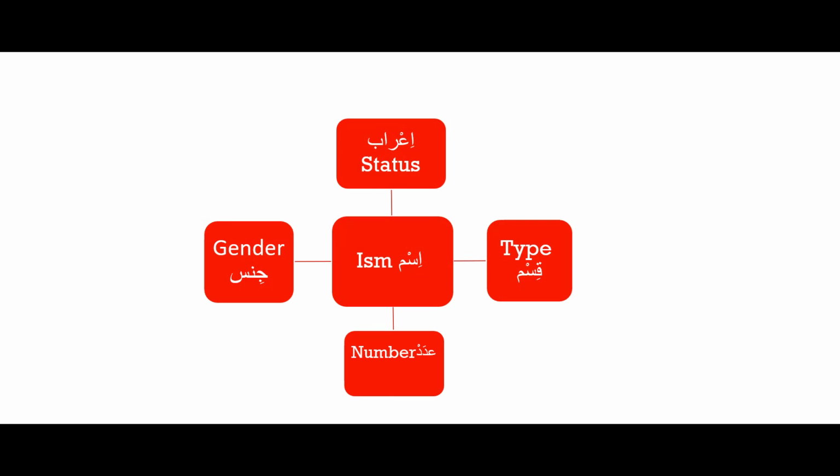In this video, we are going to start the second property of isms, that is a property of numbers. So far we have covered the first one, and that was a property of gender, wherein we have learned that isms, Arabic isms, can be masculine and feminine. So in this video, let's learn about the numbers.